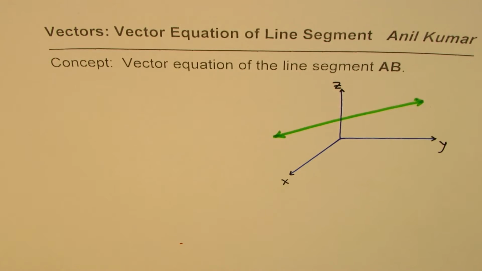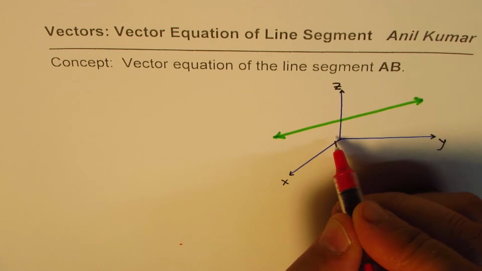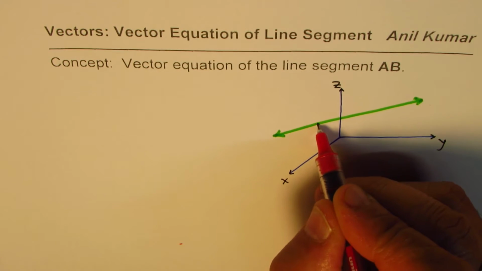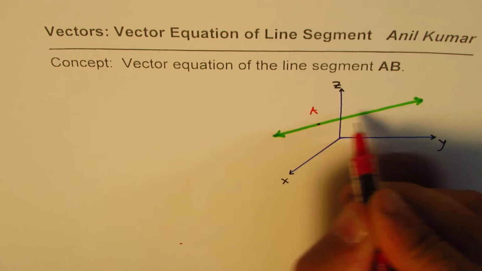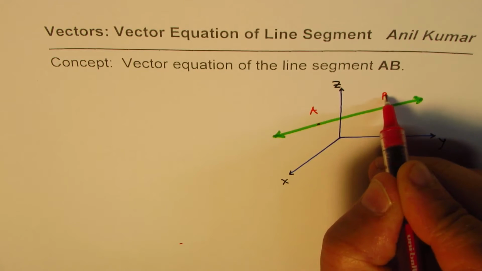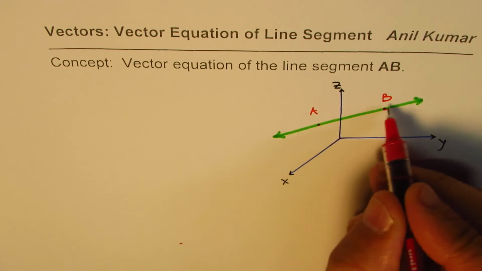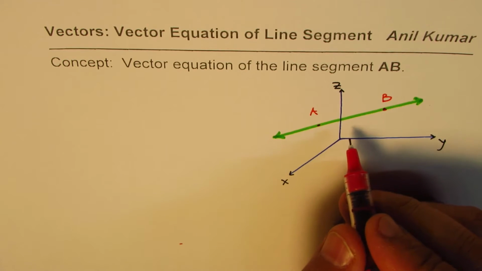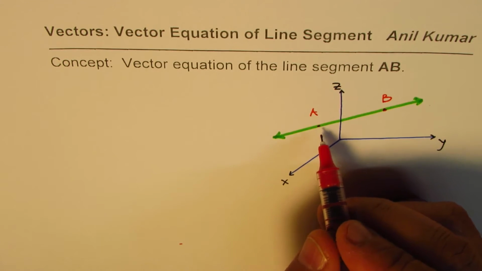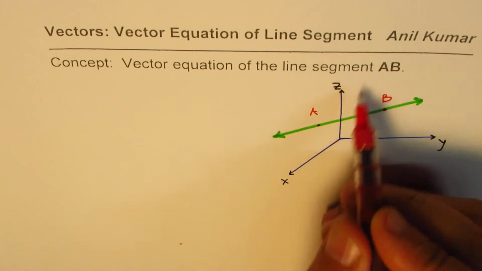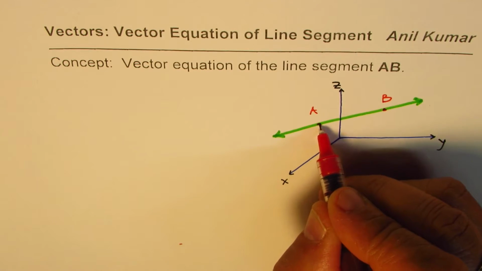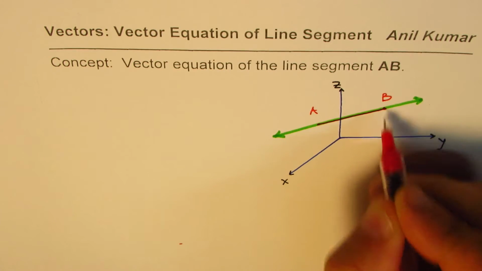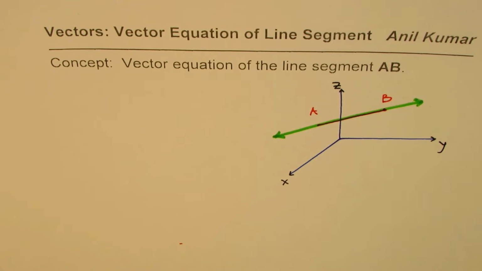Now, on this line, let us consider 2 points. Let's say point A is here, and then we have a point B here. Let us say we are given these 2 points, and we need to find the vector equation of the line segment AB, that is this segment. So that is the exercise in which we are interested.